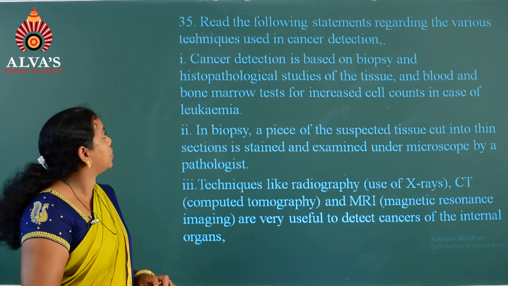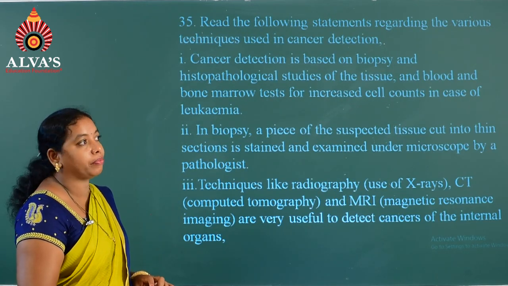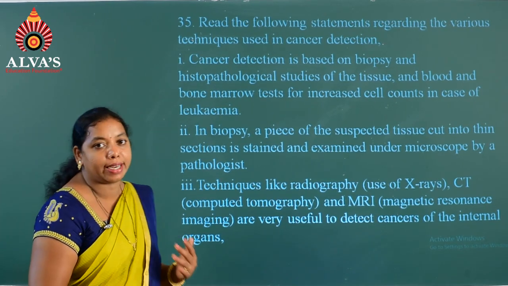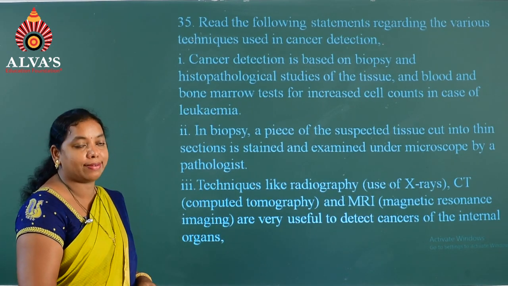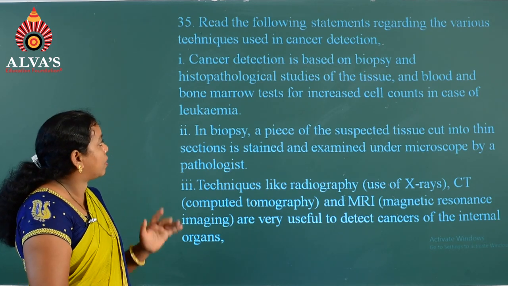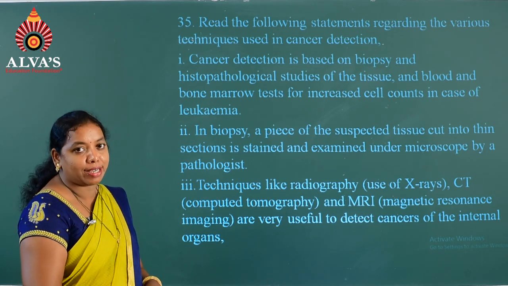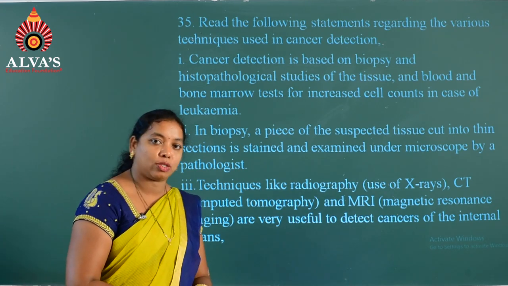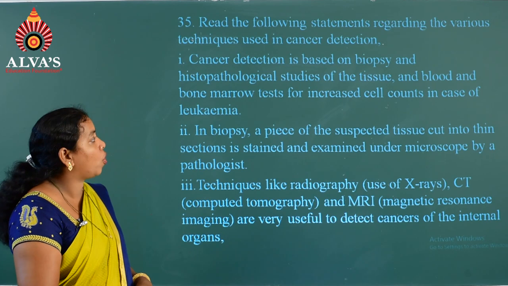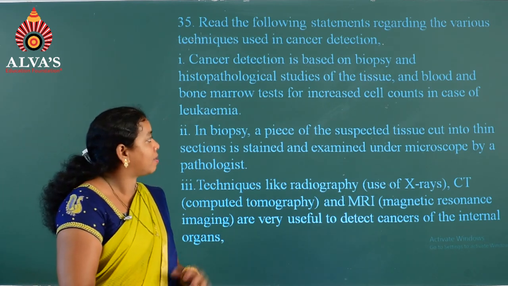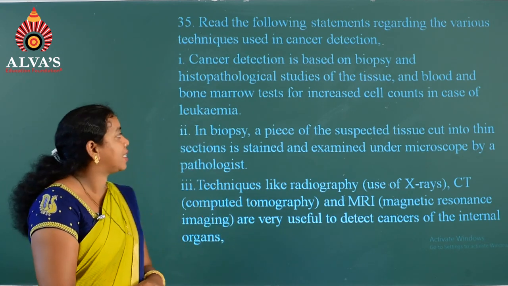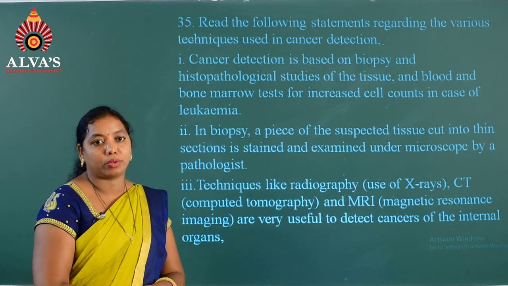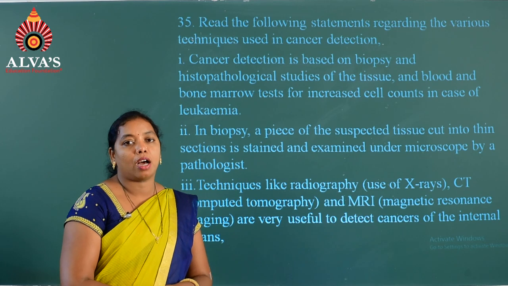Moving on to the next question, that is question number 35. Read the following statements regarding the various techniques used in cancer detection. First one, cancer detection is based on biopsy or histopathological studies of the tissue, blood or bone marrow, and tests for increased cell counts in the case of leukemia. In the case of leukemia, the increased cell count in the blood is used.